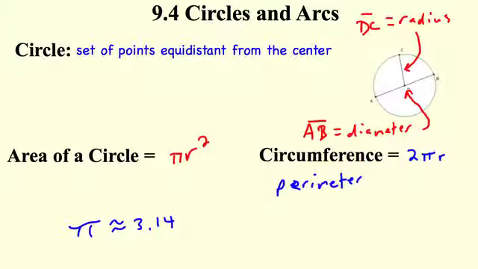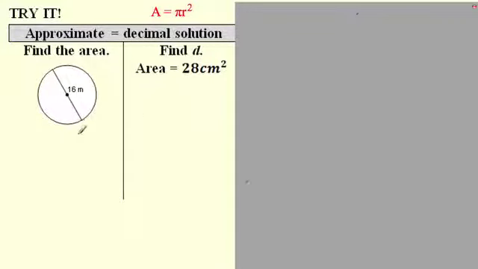Let's make sure we can manipulate this. And again, I'm sure you've done this in the past, so I'm going to go quickly here. Two ways we're going to do this. We're going to find the approximate, which means give me the decimal. So if area is pi r squared, the diameter is 16, so I know this is 8 and 8, so just cut it in half. Radius is half the diameter.